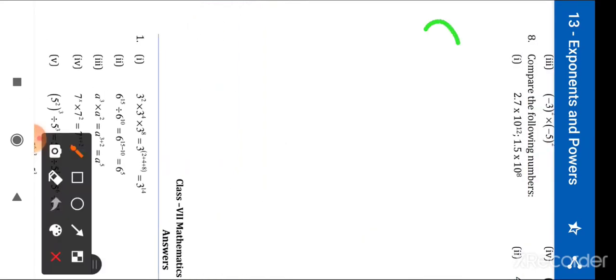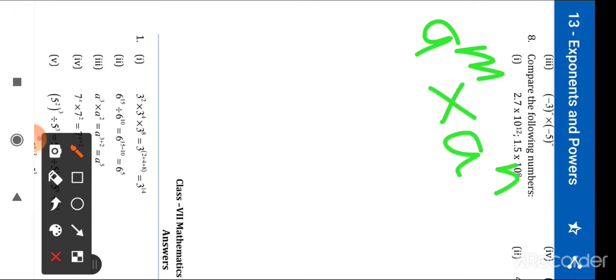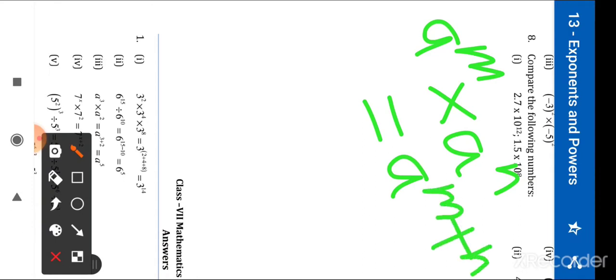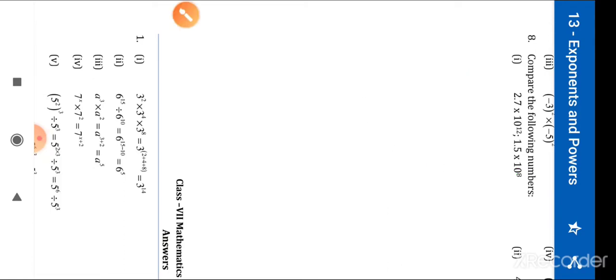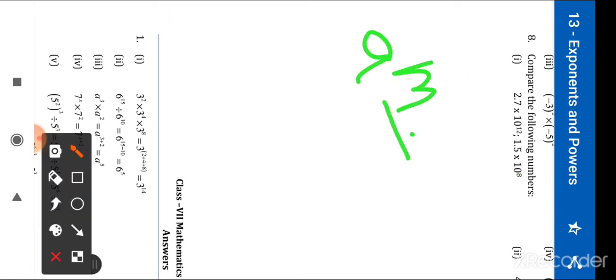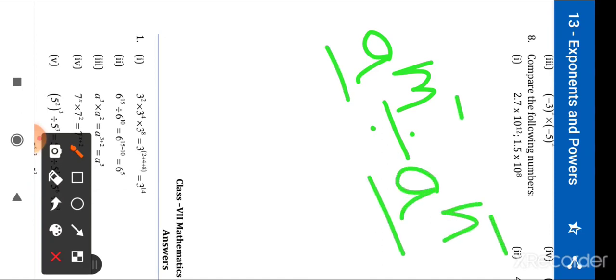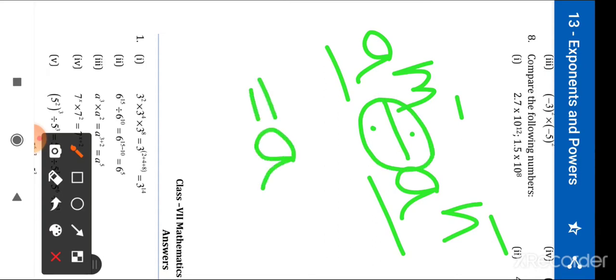Our first law is for a raised to the power m multiplied by a raised to the power n. When bases are equal but powers are different, in this case we add the powers and our answer becomes a raised to the power m plus n. Our second law is for a raised to the power m divided by a raised to the power n. When bases are equal, powers are different and the numbers are in division, then we can write here a raised to the power m minus n.